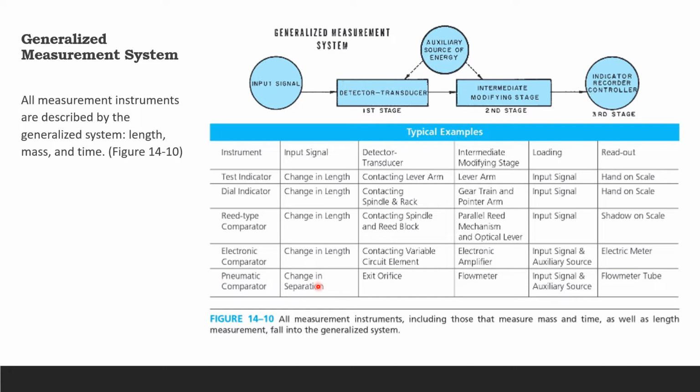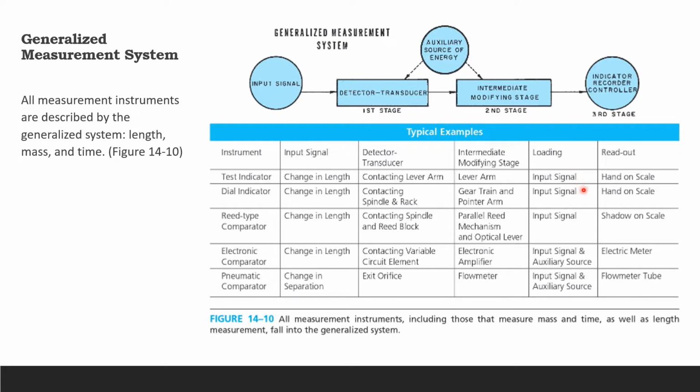For pneumatic, it's going to be your change in separation. So this is your detector transducer. We have the contacting lever arm. Now this one is a contacting spindle and rack. This is a contacting spindle and reed block. And this is a contacting variable circuit element and your exit orifice. Here your intermediate modifying stage is your lever arm, gear train and pointer arm, parallel reed mechanism and optical lever, electronic amplifier, and flow meter.